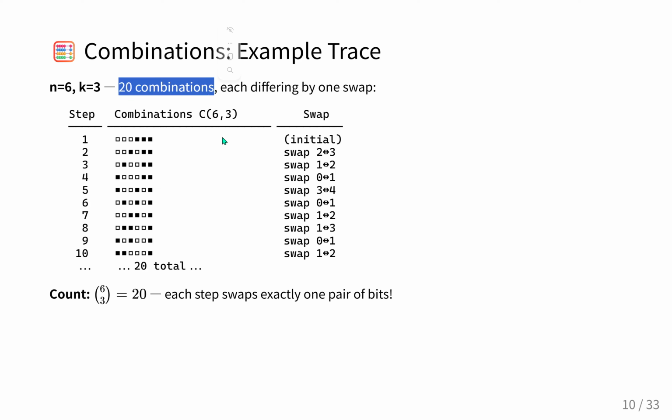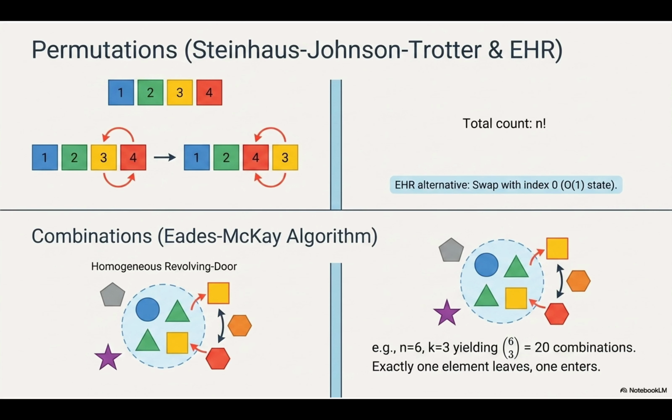Literally a revolving door. You have a room with 3 people in it, chosen from that group of 6. To get the next unique combination, you don't empty the room and pull 3 new people in. One person steps out, one person steps in, the door revolves. And again, it does this entirely based on the current state, without constantly referencing a giant master ledger of who has already been in the room.